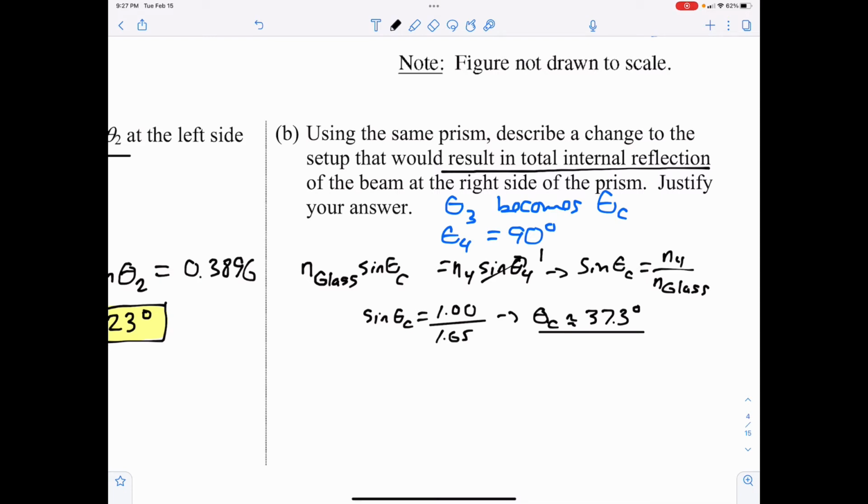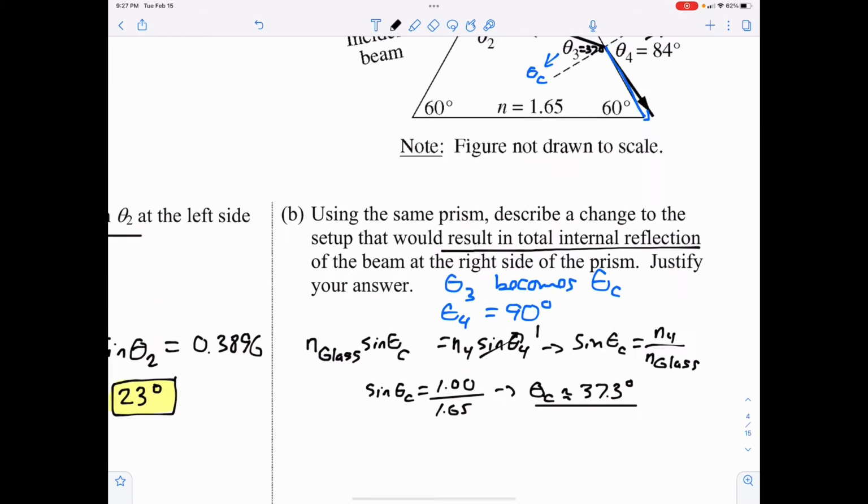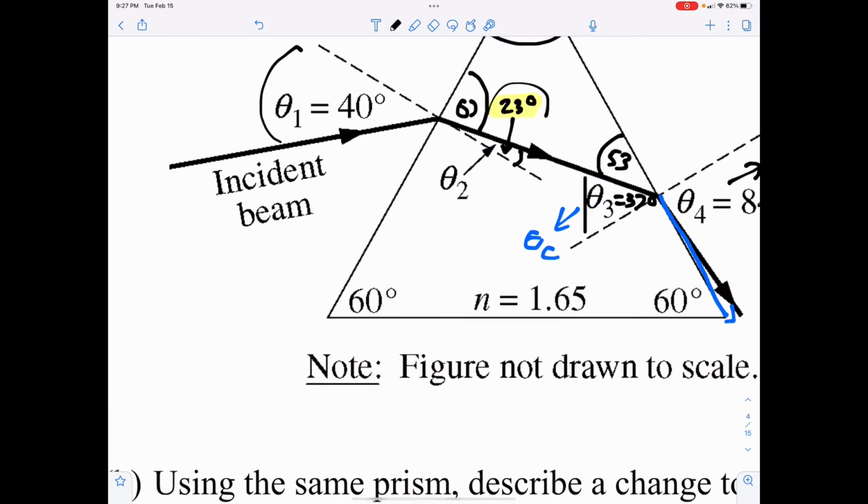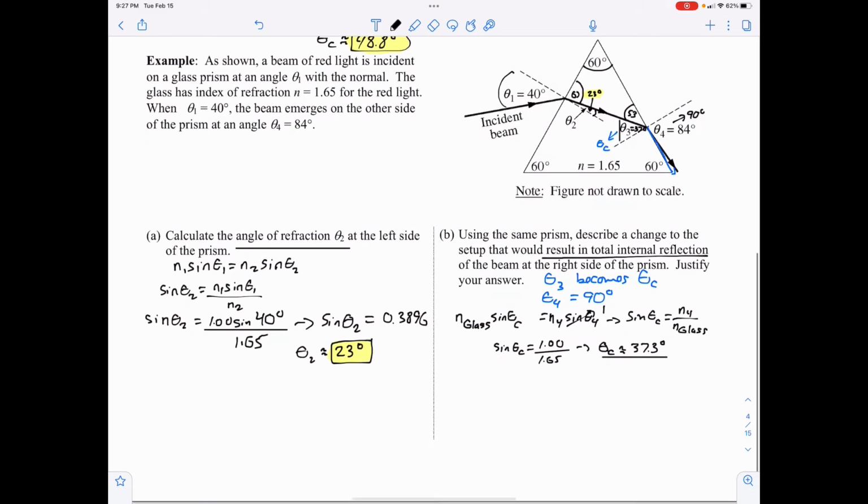Okay, so we're going to work the problem backwards, because remember it says using the setup, describe a change to the setup that would result in this. So in order to make this angle be greater, this angle here has to be lower, which means this angle is going to have to be lower as well. So let's figure that out.